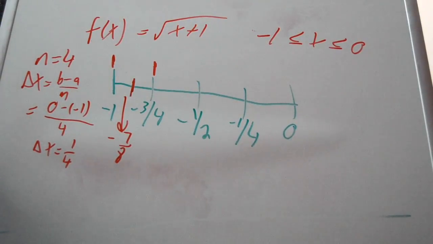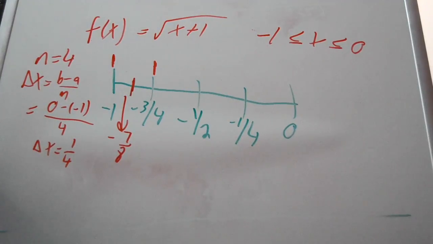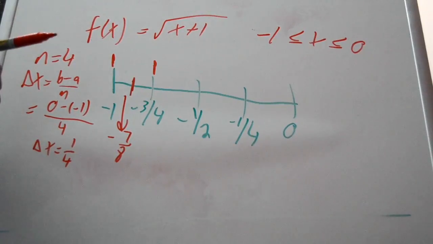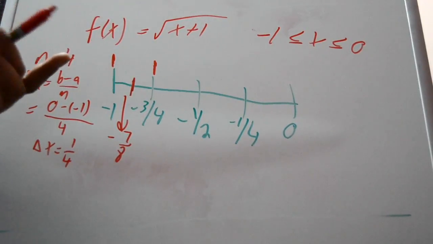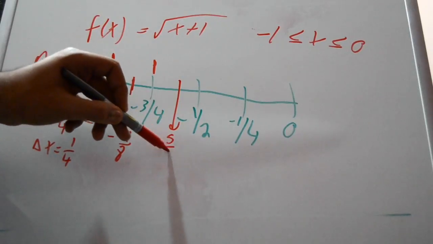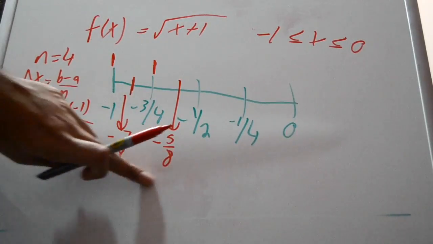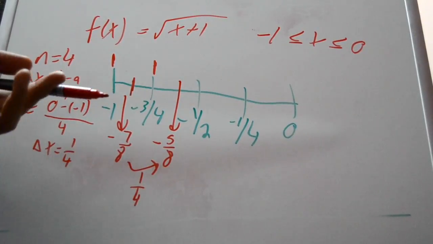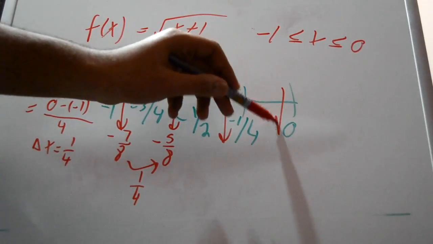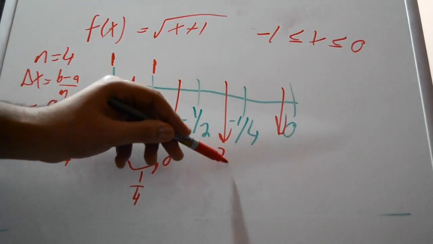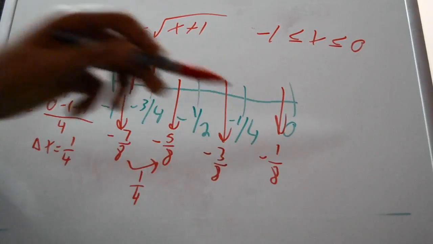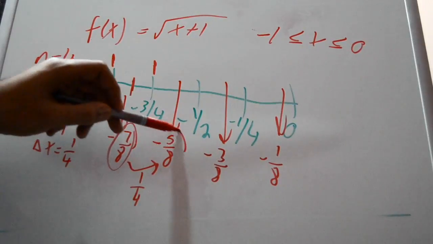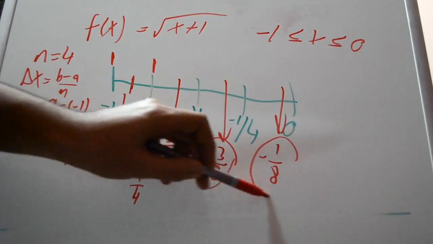Since we know that, our midpoints are going to shift by the same change in x. Once you know one of them, you know all of them. So from negative 7/8, the next one is going to be negative 5/8, because every time you're just going by 1/4. Going on, you're going to have a negative 3/8 and a negative 1/8. Those are all of the points you need: negative 7/8, negative 5/8, negative 3/8, and negative 1/8.